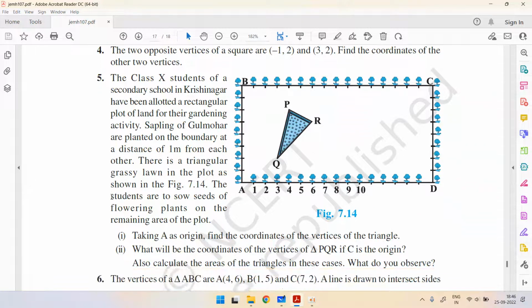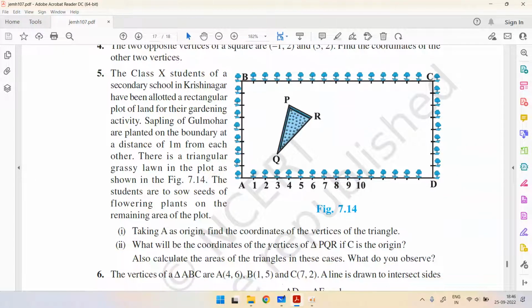First, taking A as origin, find the coordinates of the vertices of the triangle. So if you take A as origin, you need to calculate the vertices of triangle PQR. Then, what will be the coordinates of the vertices of triangle PQR if C is your origin? And then also calculate the area of the triangle in these cases. What do you observe in all these cases? You need to calculate the area of the triangle in all of these cases.